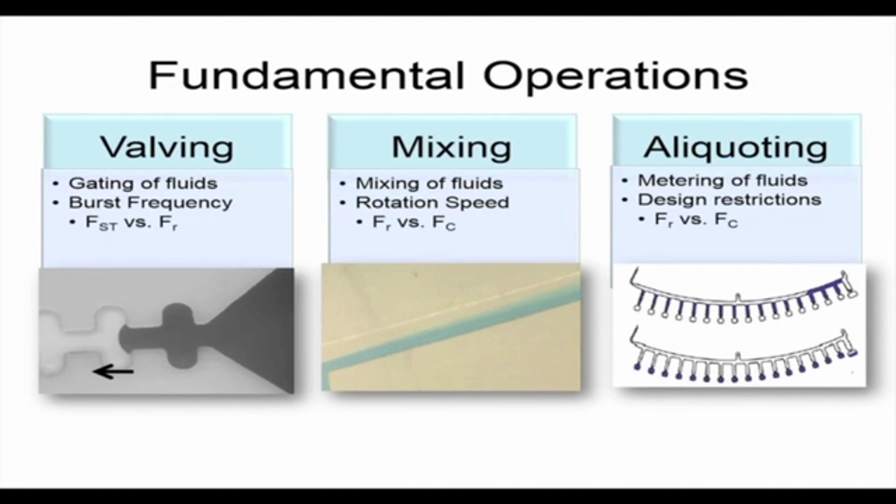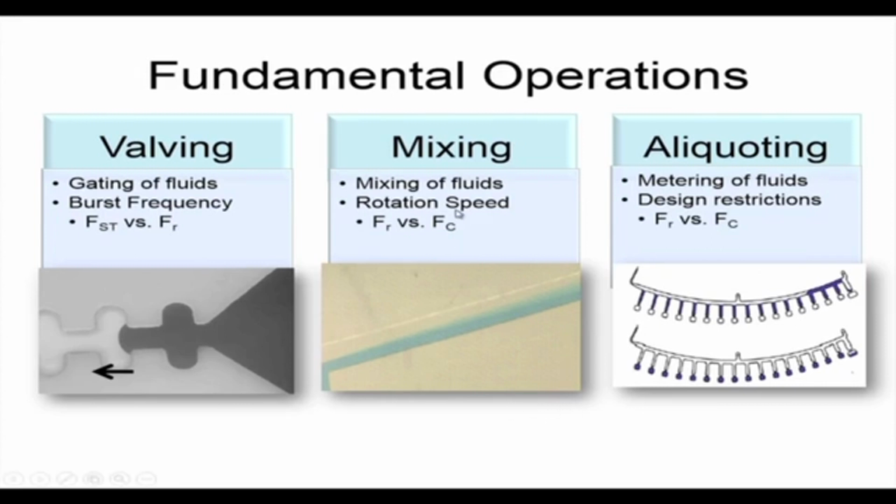Fundamental operations. Now you can see valving, we have already shown that you can use the centrifugal force as a valving parameter, that is by making the fluid rotate at a certain frequency. If your centrifugal force overcomes the surface tension force for a hydrophobic channel, the fluid will start flowing. So you can use this for valving.